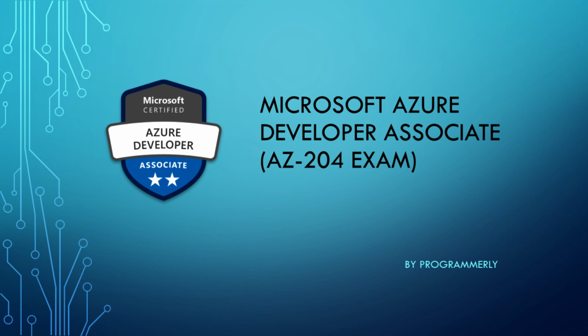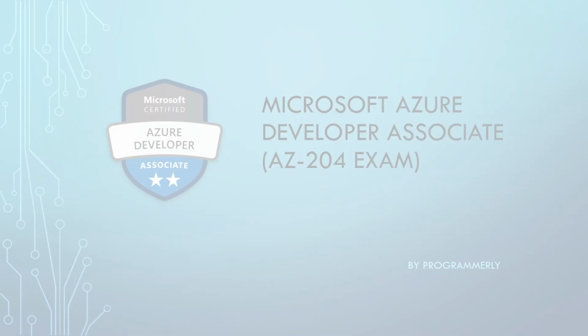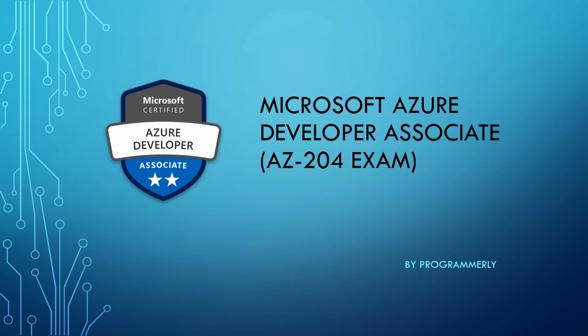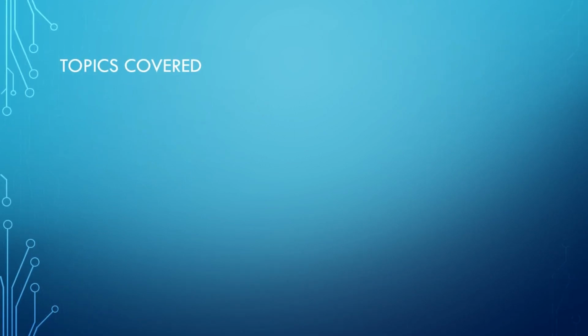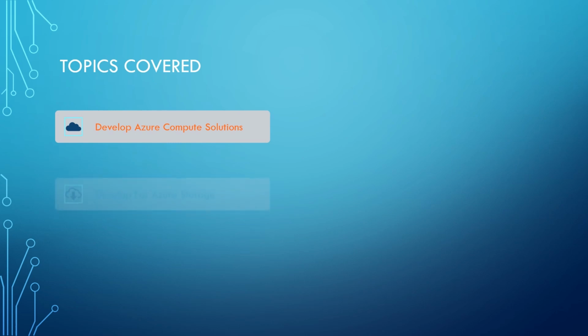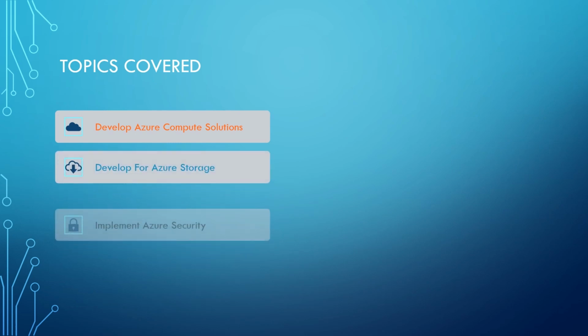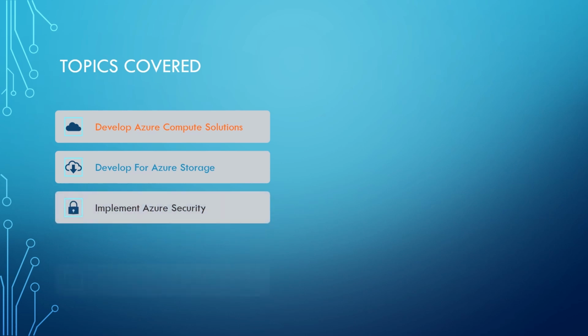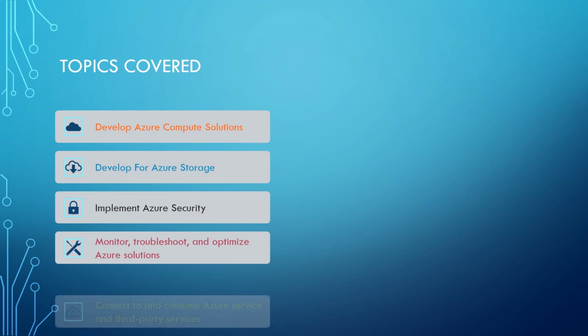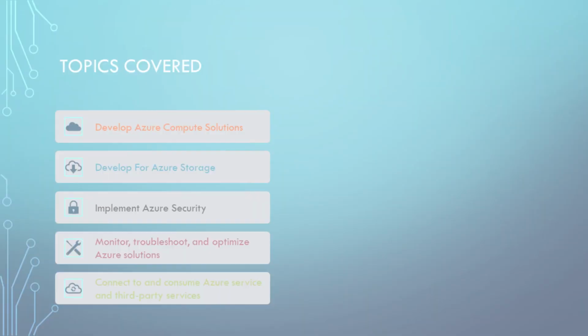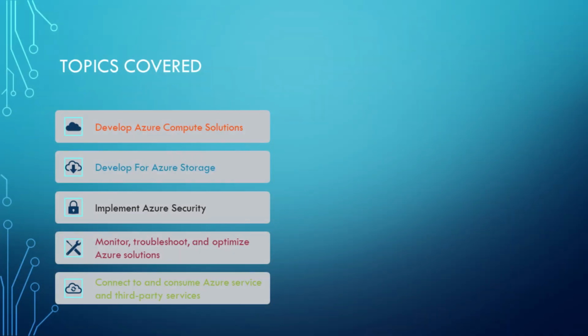The AZ-204 exam covers a wide range of topics that are crucial for an Azure Developer Associate. Let's take a closer look at the key areas you need to focus on. Develop Azure Compute Solutions. Develop for Azure Storage. Implement Azure Security. Monitor, troubleshoot, and optimize Azure solutions. Connect to and consume Azure service and third-party services.